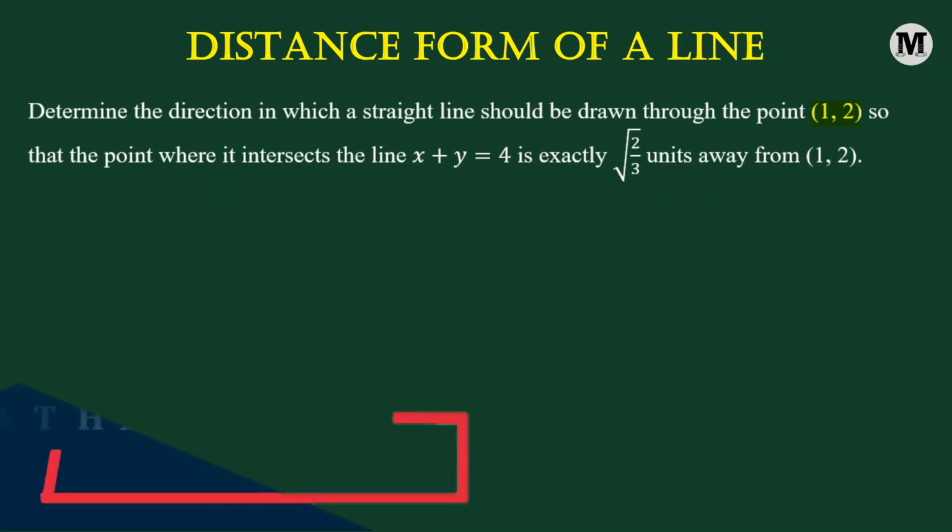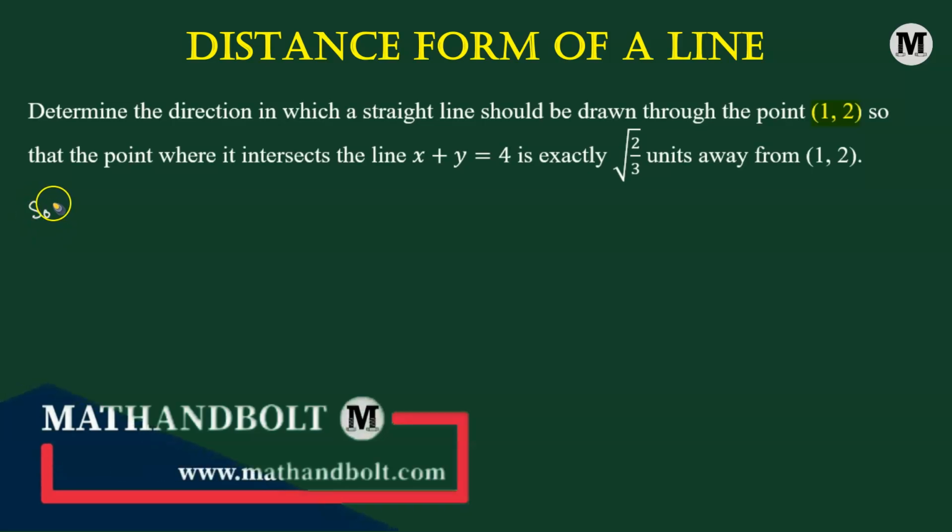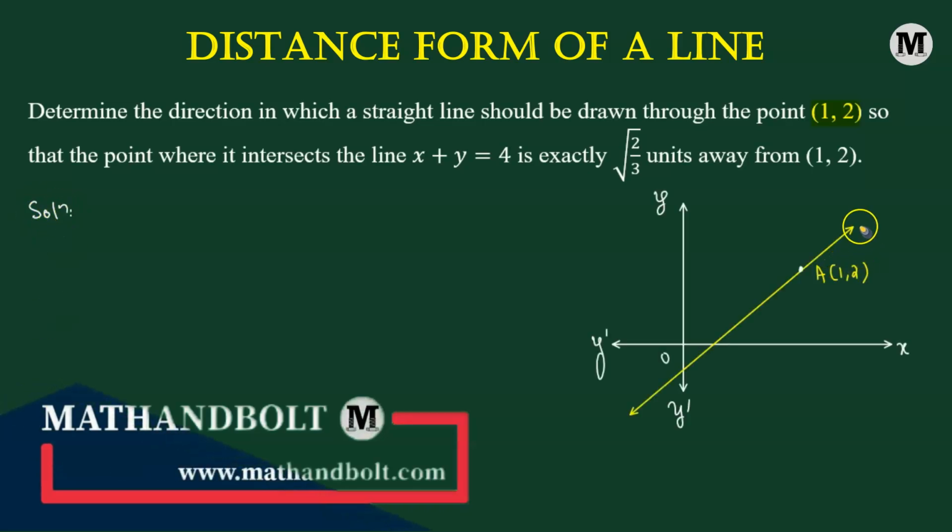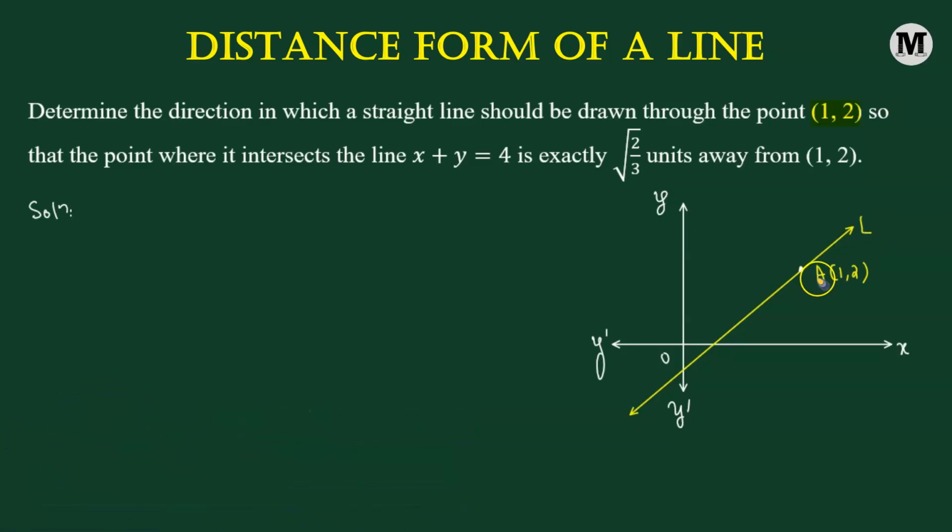Okay, let us begin. First, let's try to understand the problem graphically. Here we have a line, denoted by the letter L, passing through the point A having coordinates (1, 2). Now we consider another line, x + y = 4, which intersects the line L at another point. Let's call it B. The blue line represents x + y = 4, and let's say it intersects the line L at the point B, with coordinates (x, y).